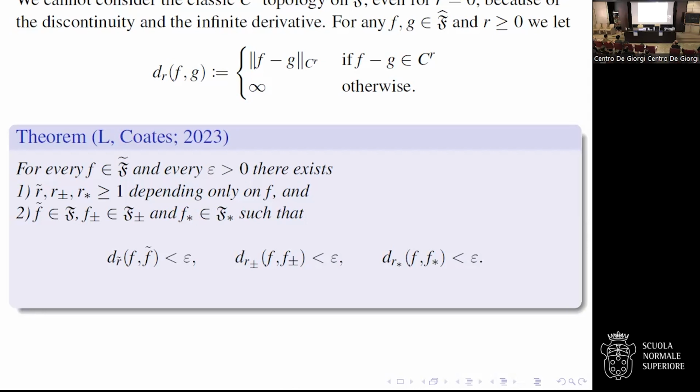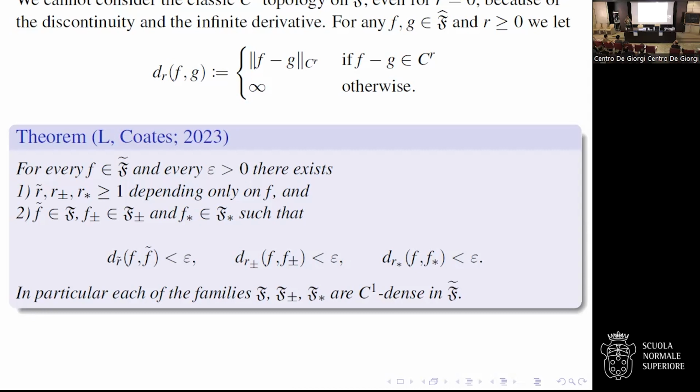Okay, so what we're saying is that we can approximate any map in any class by a map in any of the other classes, right? And then we have specific formulas in a certain topology, right? But in particular, in C1, it's all true. So in particular, each of these subfamilies is C1 dense in the whole family.